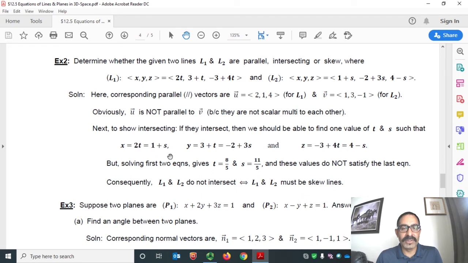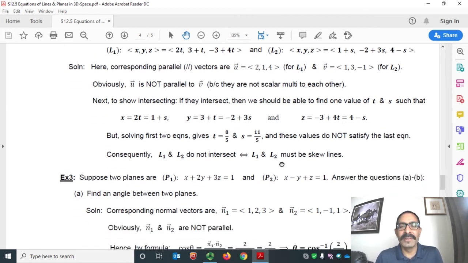And by the way, we can easily solve this equation here. 2t equals 1 plus s, 2 unknowns. 3 plus t equals minus 2 plus 3s, 2 unknowns. 2 equations we can easily solve. So we have the t value and s value. And these values do not satisfy our third equation here. So consequently, L1 and L2 do not intersect. So that means these two lines must be skew lines. I hope this makes sense to you all.